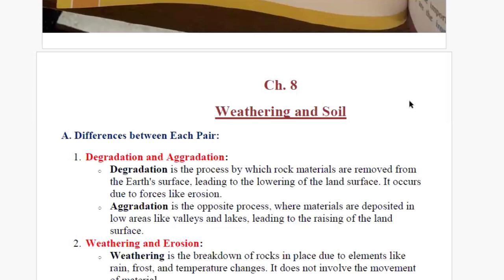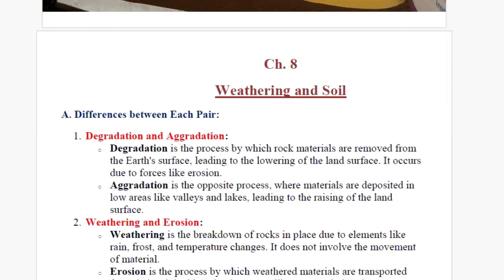Hello children, today we will do long question answers of chapter 8, Weathering and Soil. Number 1, difference between each pair. First, we have to differentiate between degradation and aggradation.